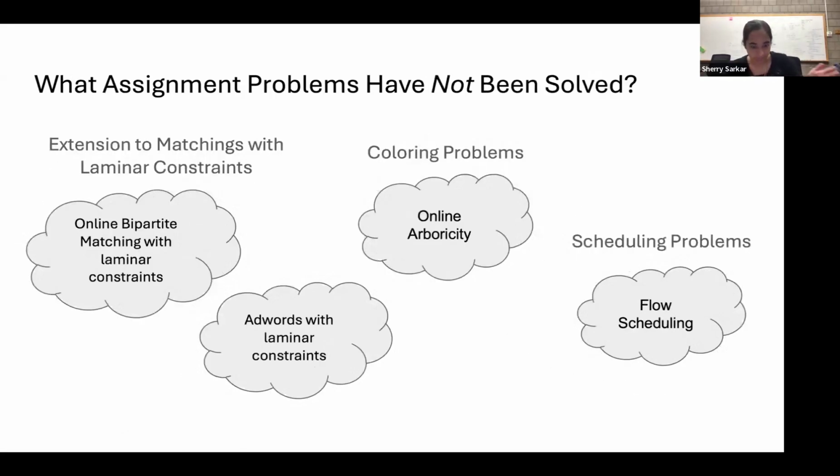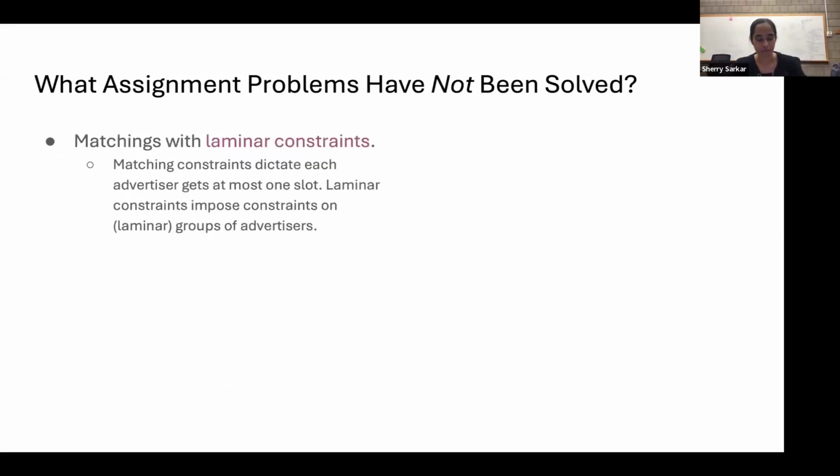But a key problem that me and my co-authors asked is, well, what assignment problems have not yet been solved? A simple question that, to my knowledge, had not been attacked before our paper is just extensions of matchings to laminar constraints, which I'll explain in a second. There are coloring problems like online arboricity. Coloring is another type of assignment problem. There's scheduling problems like flow scheduling. And maybe to delve a little bit deeper into the problem definitions that I have just stated.